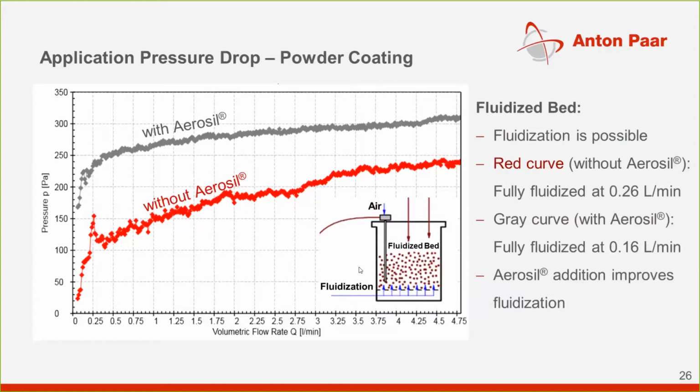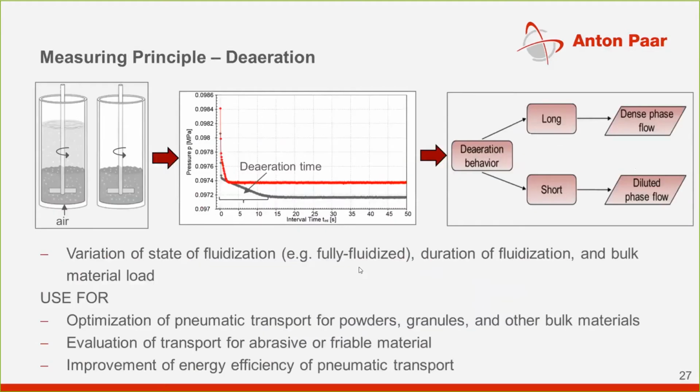So now we'll have a look at the next measurement method, which is deaeration. Here, what we do is we pass air through the sample, which increases the bed height, as we already discussed or saw before. And then at the point 0 in this interval time, we turn off the airflow and we measure the pressure under the powder bed. So we will see, as the pressure decreases, different kinds of decrease. We'll first see a very rapid decrease, which is followed by a slower one. And then at some point, the pressure becomes constant.